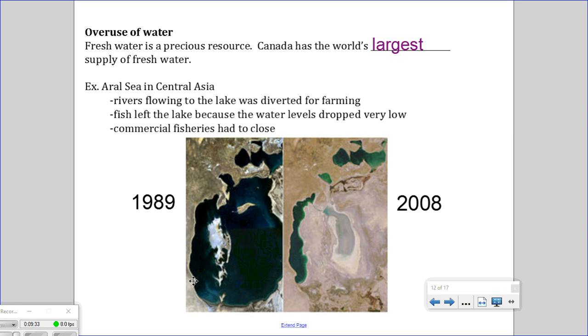So in 1989, you can see the size of the lake here. And then in 2008, because of all of the diverted water, the lake, or the sea, pretty much dried up.